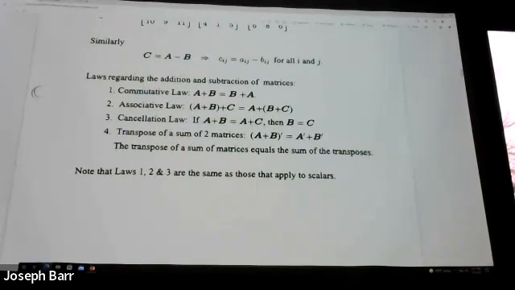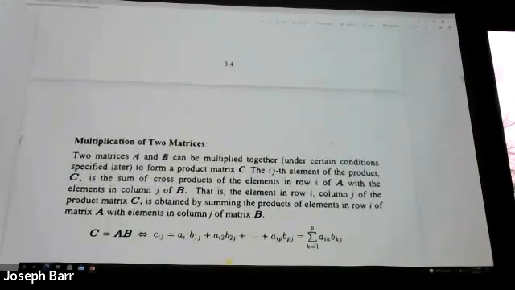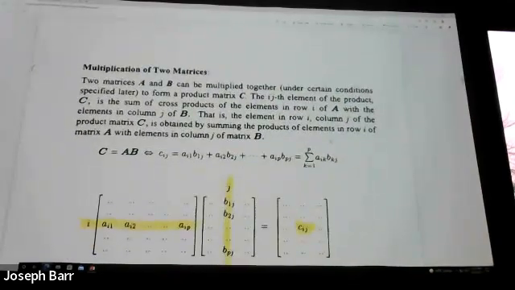Okay, cancellation law. Transpose of a sum. Okay, so we have a sum of these two matrices. If we use transpose, it's just the sum of two transposed matrices. Okay, quite easy. Then we have something different called multiplication. Okay, it's not so easy as we did in the addition and the subtraction.